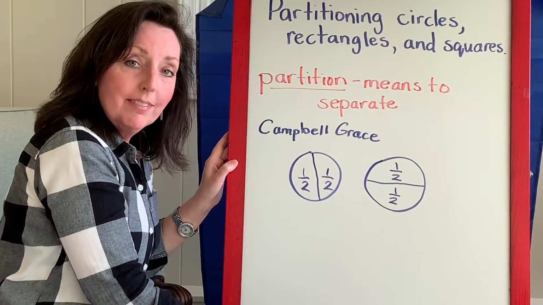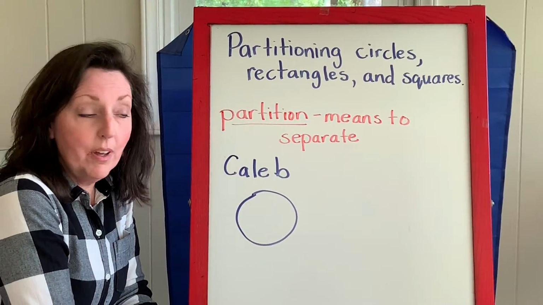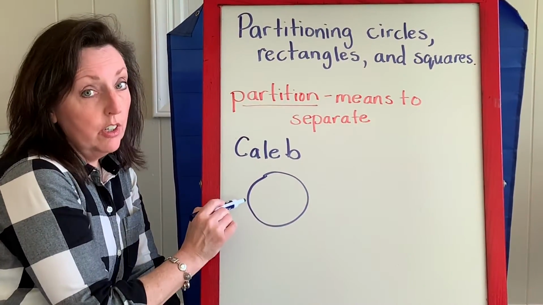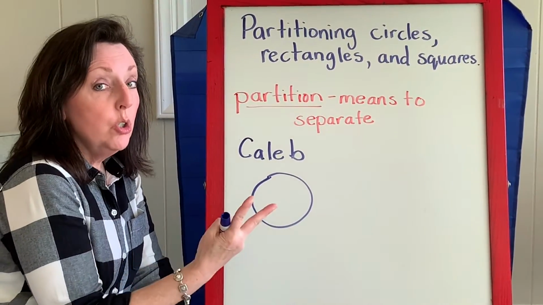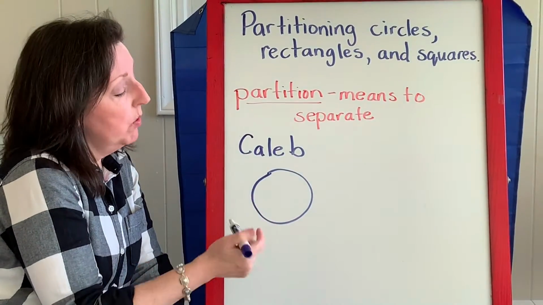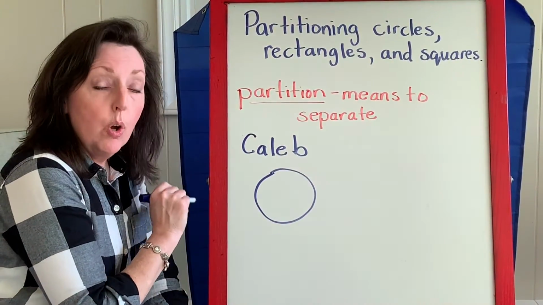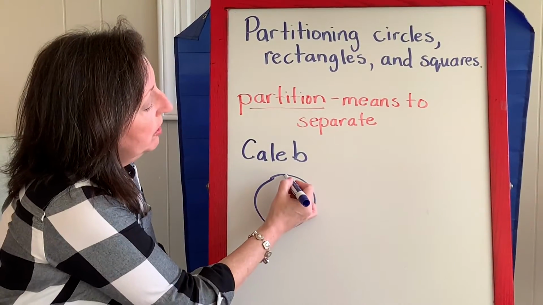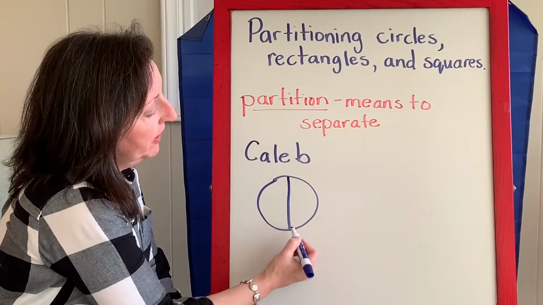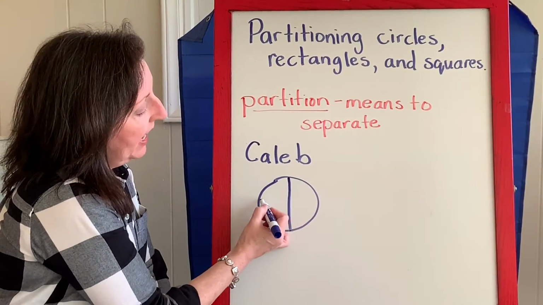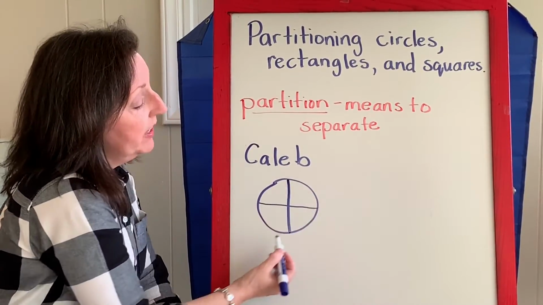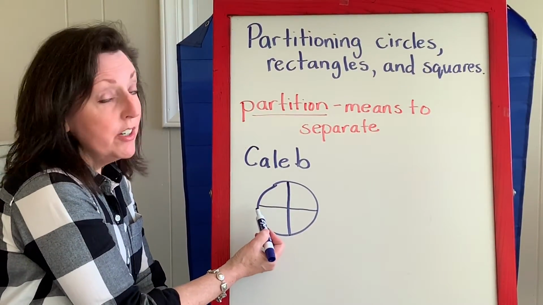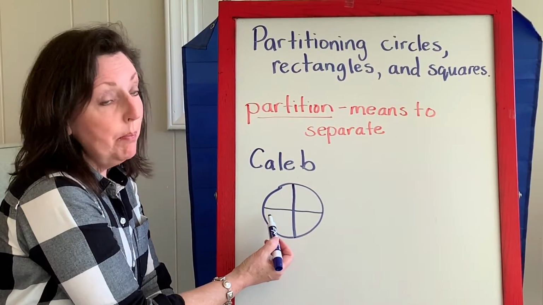Let's do another problem. This time we're using Caleb. Now Caleb has a circle here. With Lindsay, we did it into 2 equal pieces, 1 half and 1 half. But with Caleb's circle, we want to partition it into 4 equal pieces. So when you do that, you need to do a line down the middle this way. And so you have 1 half and then a line that cuts across the middle this way. And Caleb has cut his circle or partitioned it into 4 equal pieces.